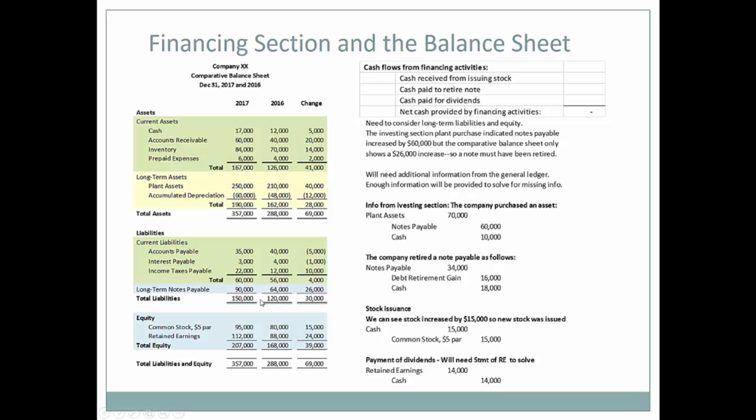So let's look at this. There was only a $26,000 increase, so there must have been a retirement of a note, and we also know that from looking at the income statement. So you have to be a bit of a detective and piece together everything you've learned this semester so far in order to figure out how to pull these components together. We'll need additional information from the general ledger. Enough information will be provided to solve for the missing information.